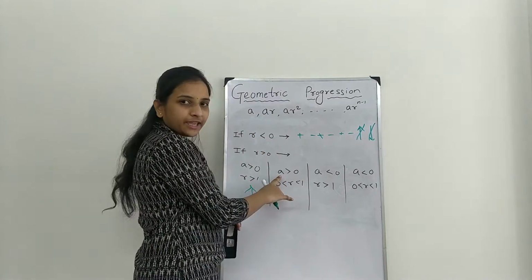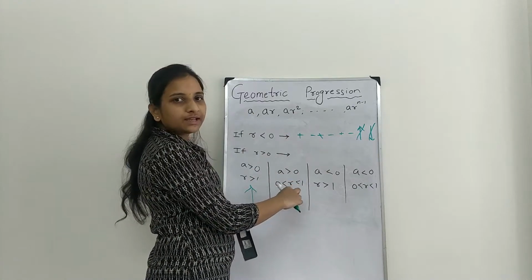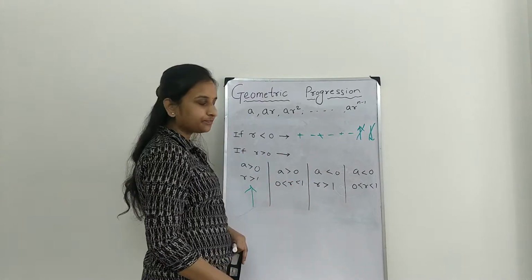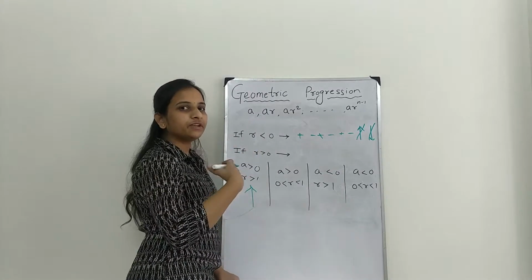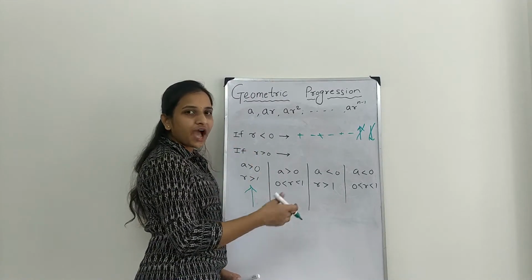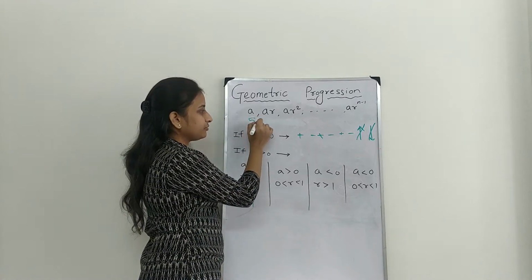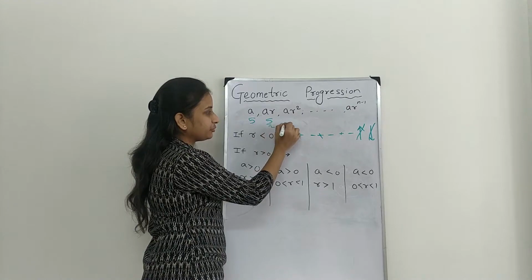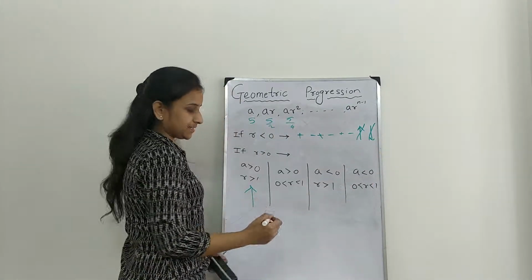Now if A is positive, the first term is positive, and R is between 0 and 1, let's say R is 1 by 2, half. Every term is half of its previous term. Let's say the first number is 5, then the second is 5 by 2, then 5 by 4. So this series is decreasing.